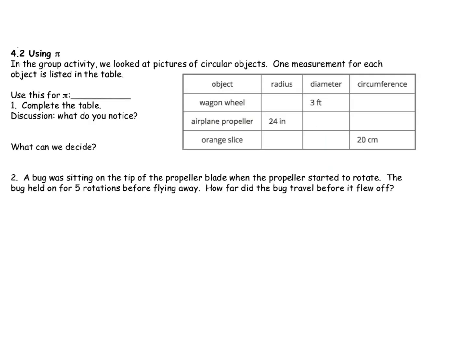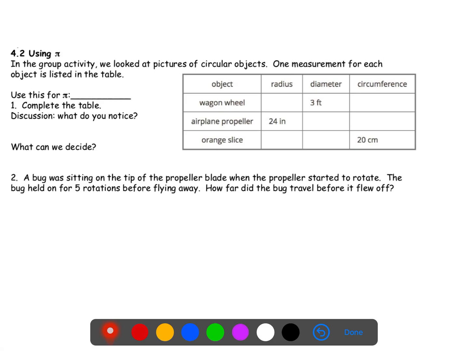First, we're going to be filling in this table, and in the table, we have the radius, diameter, and circumference of 3 different circular objects, a wagon wheel, a propeller, and an orange slice. Now, we're only given one number for each of the 3 objects, and we're going to need to find the rest. So if you remember from our last lesson, we have a proportional relationship between the diameter and the circumference of a circle. We use the equation for proportional relationships to base our formula and our equation off of that.